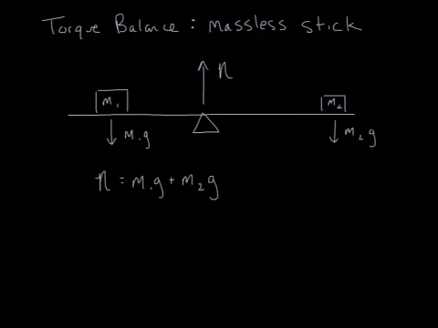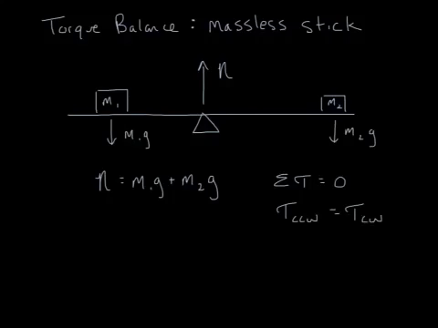But there's more to it than that, because we also don't want this thing to twist and turn. We want it to stay level on the fulcrum. That's the whole idea of a torque balance. For that to be true, not only does the net force in the y direction have to equal 0 and the net force in the x direction have to equal 0, but the net torque has to equal 0 as well. And for the net torque on a system to equal 0, the torque in the counterclockwise direction has to equal the torque in the clockwise direction.